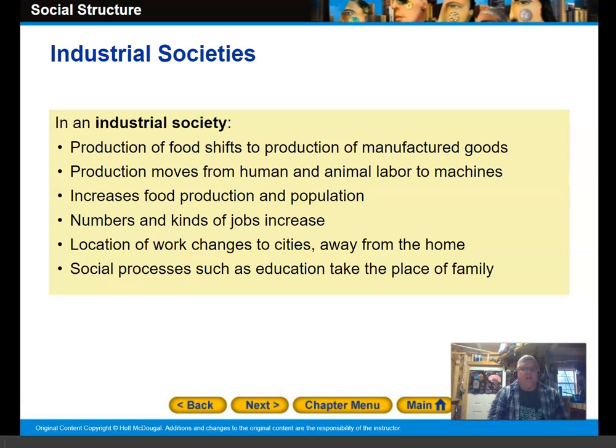Industrial societies. In an industrial society, production of food shifts to the production of manufactured goods. Production moves from human and animal labor to machines. It increases food production and population, and the kinds of jobs increase. Location of work changes to cities away from the home, and social processes such as education take place outside the family.